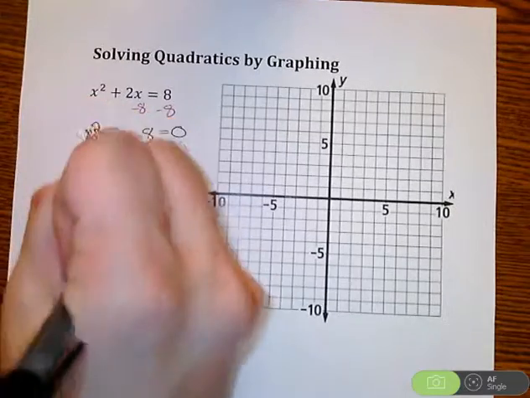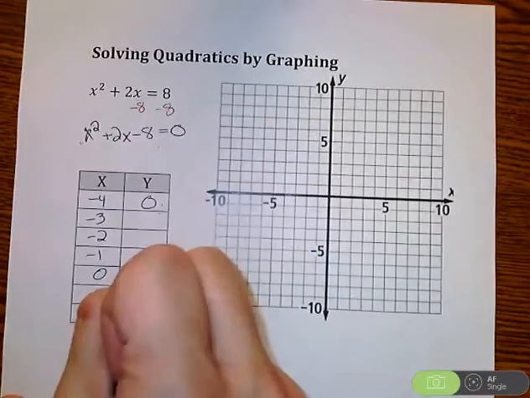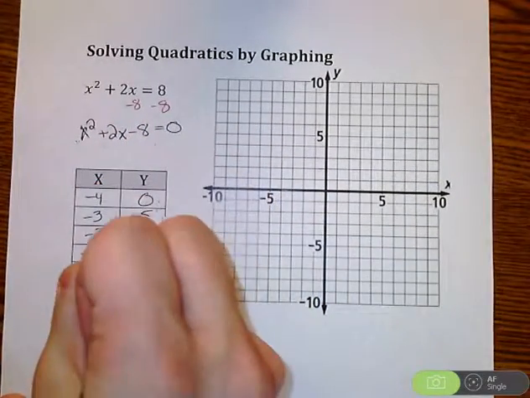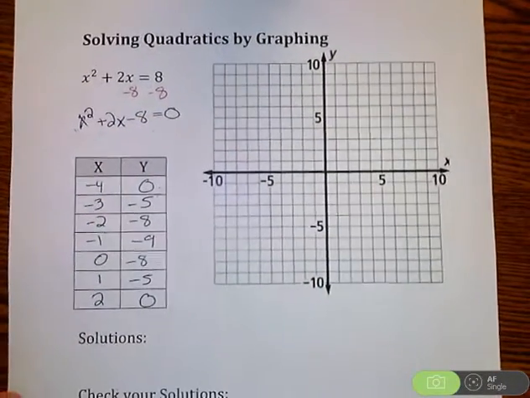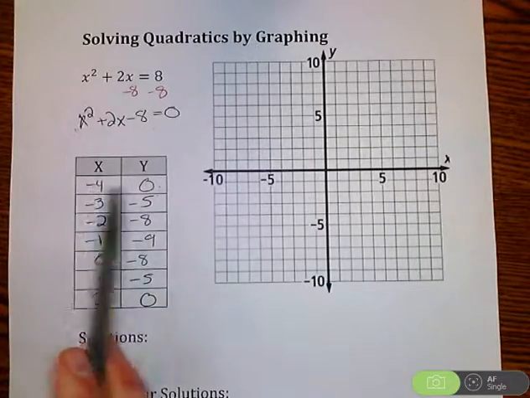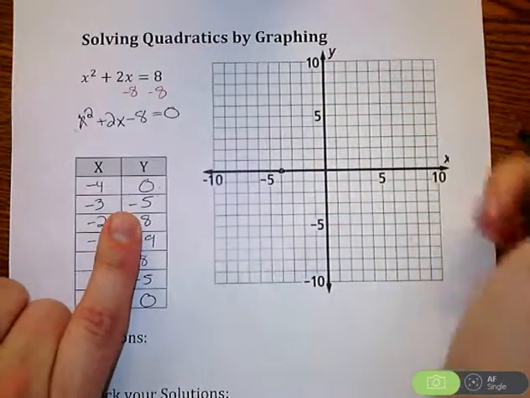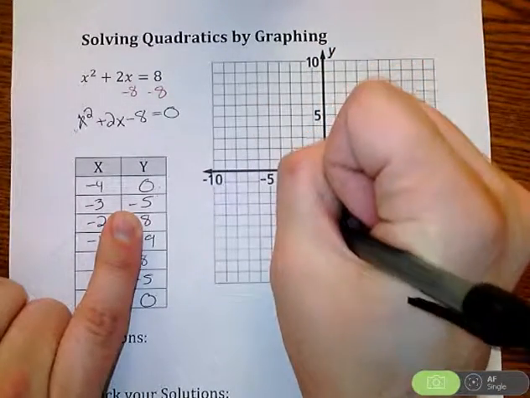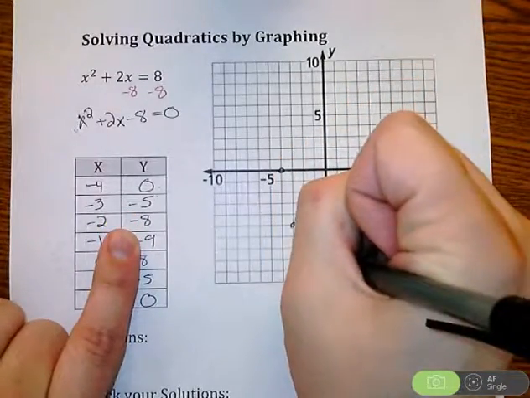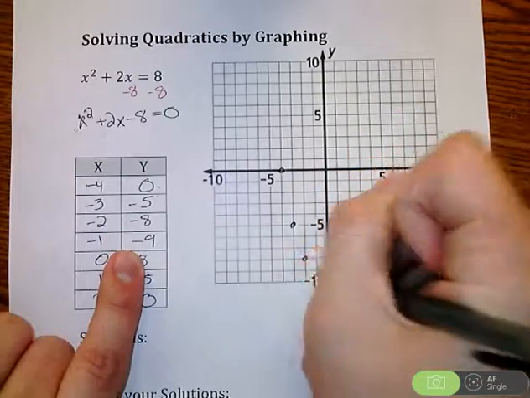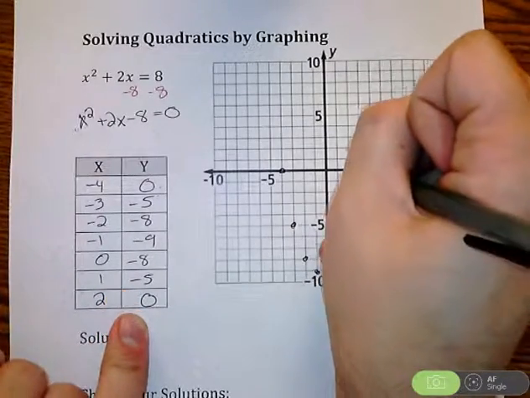So I have x values negative 4, negative 3, negative 2, negative 1, 0, 1, 2, with y values 0, negative 5, negative 8, negative 9 in the middle, then negative 8, negative 5, 0. And every single line here is a different coordinate on my graph. So negative 4, 0 is right here. Negative 3, negative 5: left 3, down 5. Negative 2, negative 8, right there. Negative 1, negative 9; 0, negative 8; 1, negative 5; 2, 0.